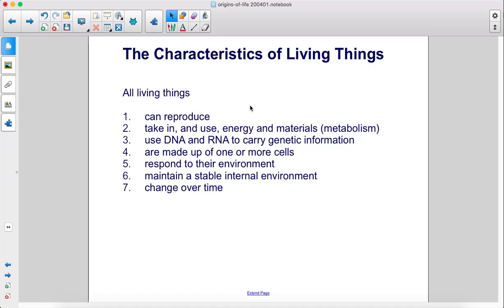All living things can reproduce, take in and use energy and materials, use DNA and RNA to carry genetic information, are made up of one or more cells, respond to their environment, maintain a stable internal environment, and change over time.